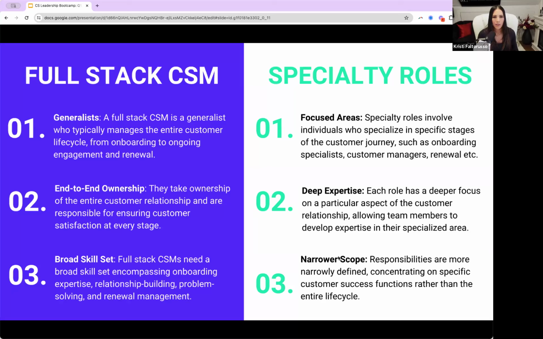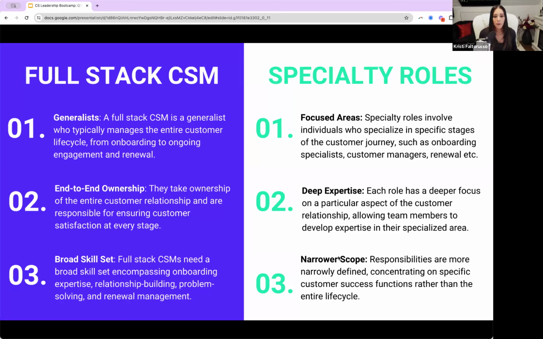And when we think about these folks, they have a broad skill set because you have to in order to do all of those things. Now, I will tell you, as a CSM who's been part of a full stack team and part of a specialty team, I definitely prefer the specialty role model as an individual contributor. And I'll tell you why. While I like to think I'm good at a lot of things, I'm not great at everything. And that's the reality, right? We're expecting individuals who are part of that full stack CSM process to be great at all of those things.